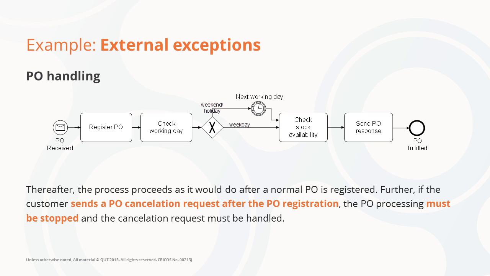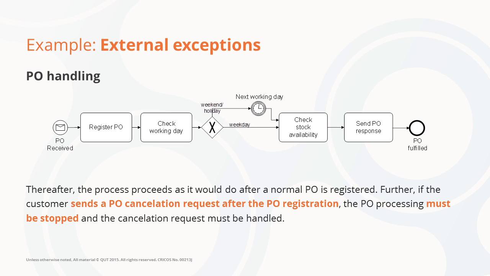Further, if the customer sends a purchase order cancellation request after the registration, the purchase order processing must be stopped and the cancellation request must be handled. So we see that this process can actually be subject to two exceptions, both triggered by the customer: a purchase order change request or a purchase order cancellation request. And they can both occur after the purchase order has been registered.